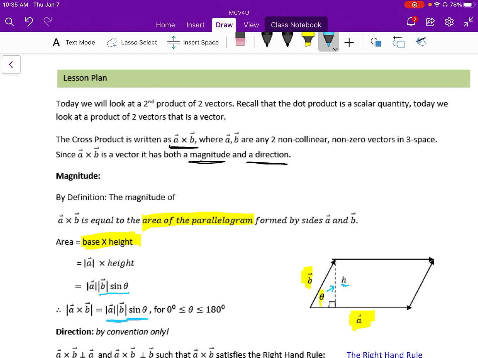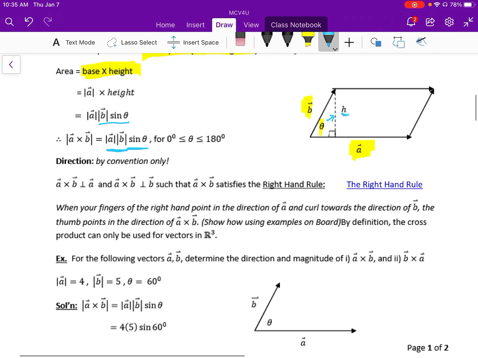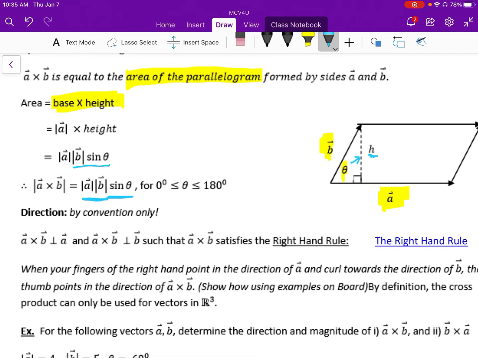All right, now the direction. The direction simply is done by what's called the right hand rule. We know that it's going to be perpendicular to both of the vectors that it's basically designed from. So in this case, it's either coming out of the page or into the page, because it's perpendicular. If the page is the flat surface that A and B are on, then it's either coming up or it's coming down. Now it satisfies the right hand rule.